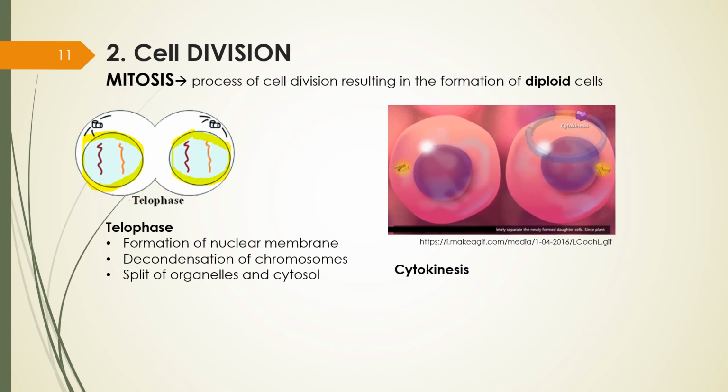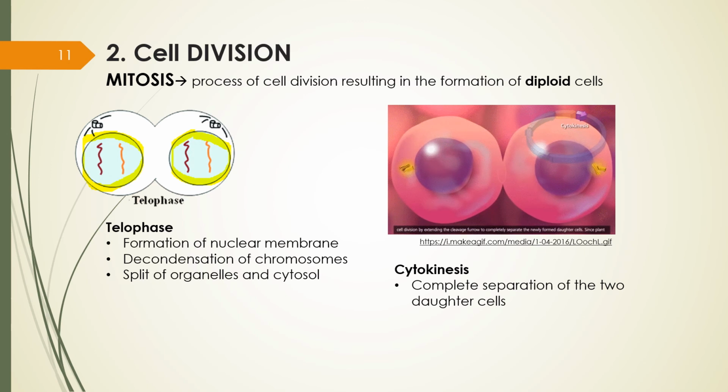What happens next? We call it cytokinesis. Cytokinesis is just the separation of the two daughter cells. So everything happens, everything duplicates, the nuclear membrane is formed. Now I just separate them. And then I have two new daughters completely identical to the original.